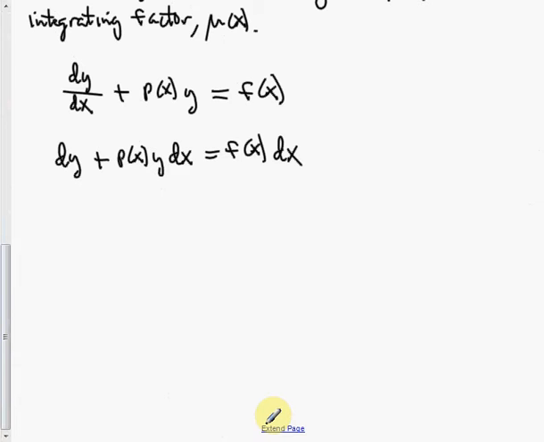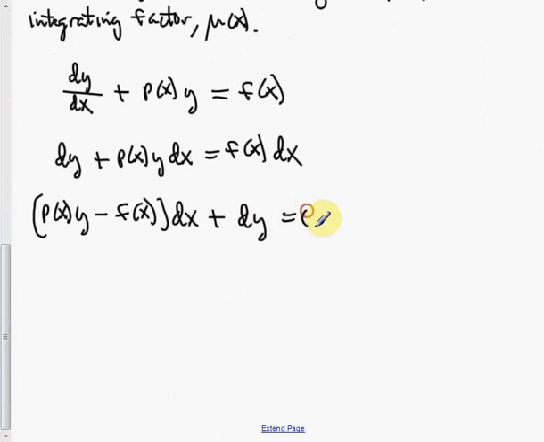So what that is for me here is p of x y. I'm going to get this. So I need the dy over there. I'm going to subtract this f of x dx on both sides, and plus dy equal to 0. Now notice that M is equal to p of x y minus f of x.